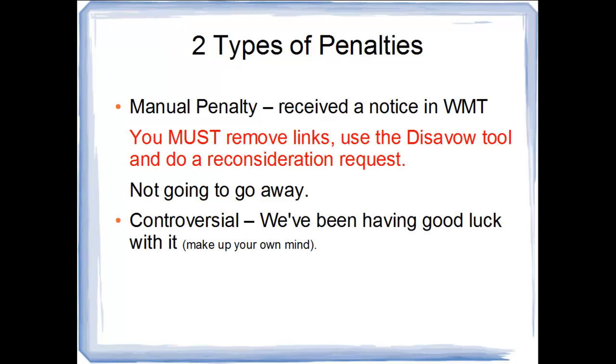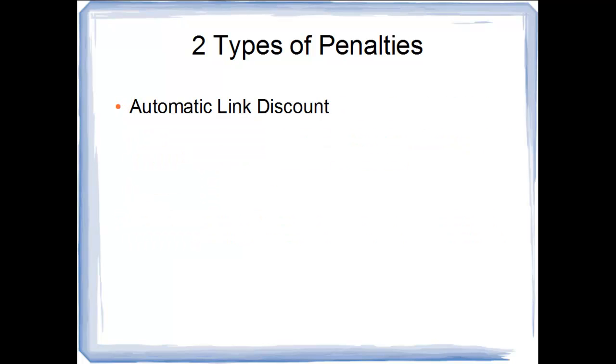dealt with. When it comes to the disavow tool, it is a little bit controversial, I suppose. There's a lot of SEOs out there that don't like to use it, but we've been having some pretty good luck with it here and getting a lot of success. So we're going to let you make up your own mind when it comes to whether you use the disavow tool or not. The second type of link penalty is the automatic link discount.